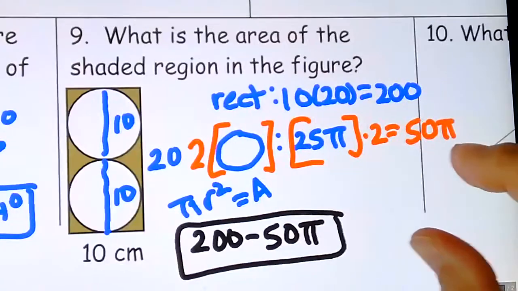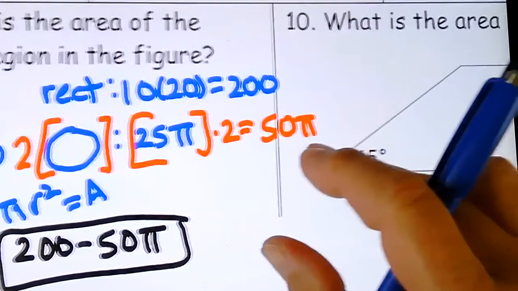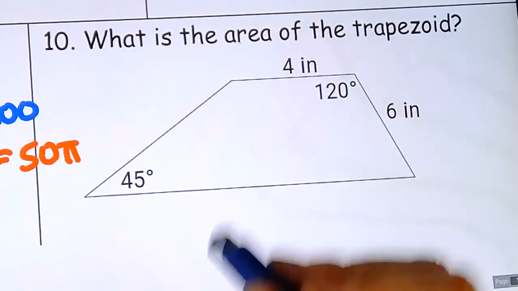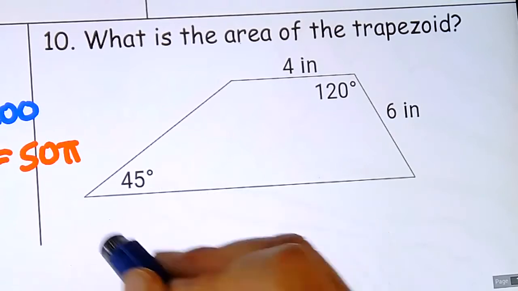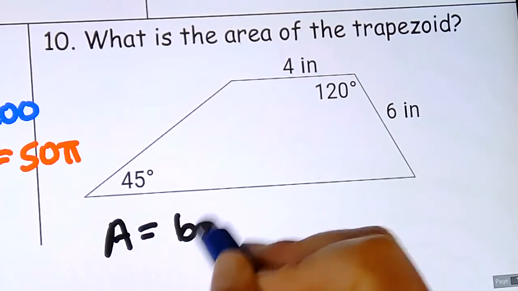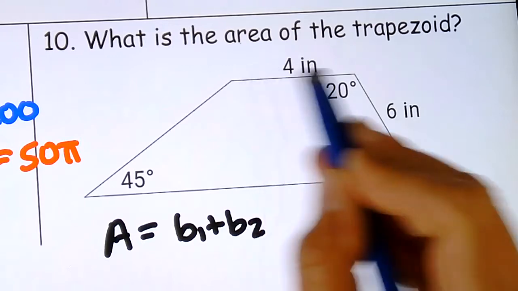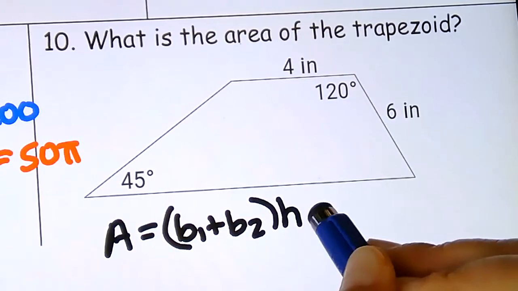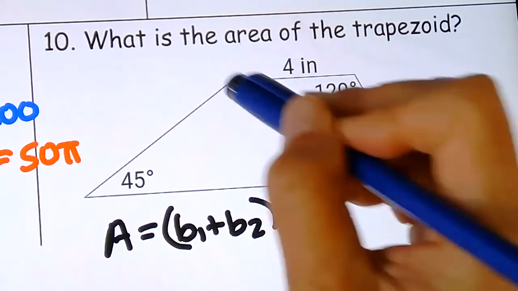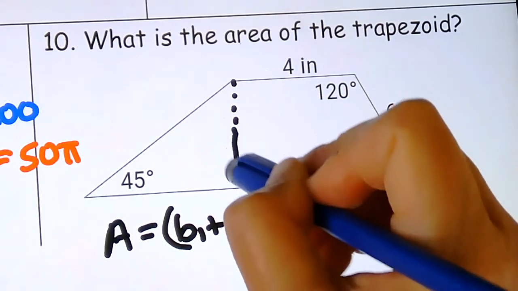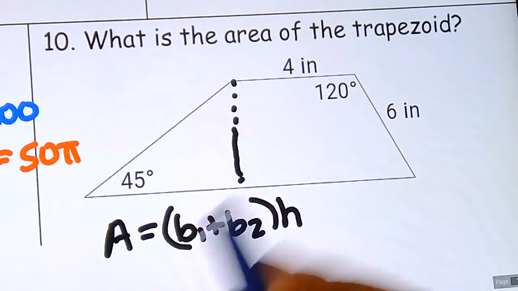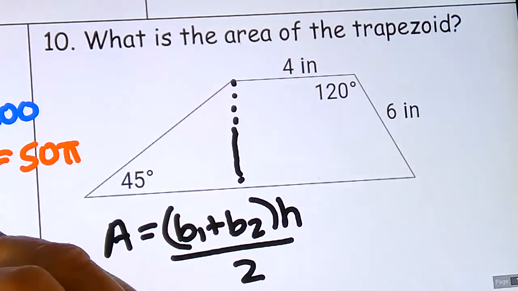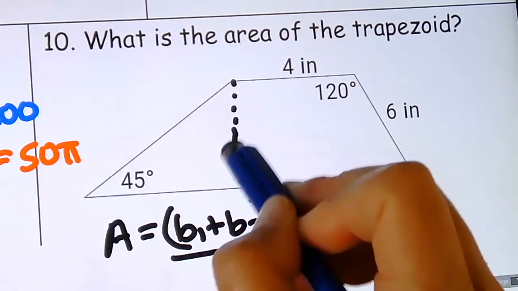On number 10, what is the area of a trapezoid? Just a little reminder, the formula for the area of a trapezoid is base 1 plus base 2, times your height, and your height is always the perpendicular straight up and down, divided by 2. So here, let me draw better than this.